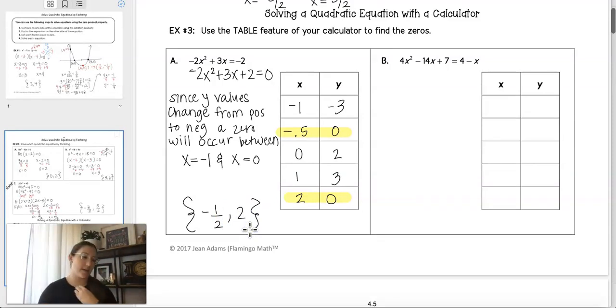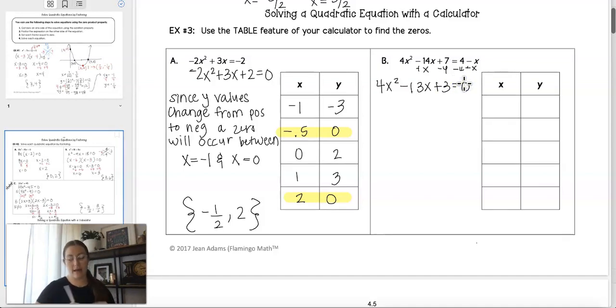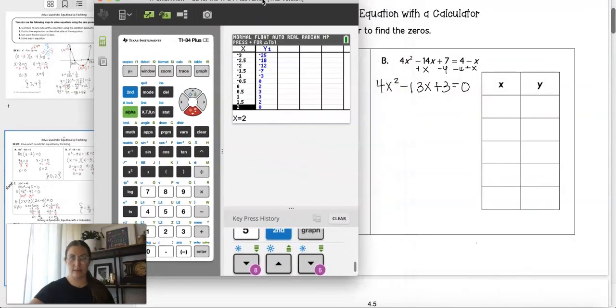Alright, so we're going to go ahead and try the next one. First things first, we need to move everything over, so I need to add over an x, and we're going to have to subtract a 4. So we're going to get 4x squared minus 13x plus 3 equals 0. Now we're going to plug that into our calculator. Let's go back to this calculator. I'll slide over so we can see it.